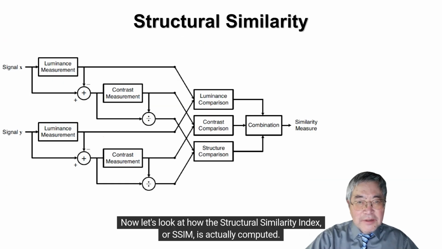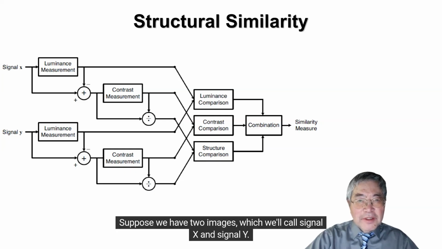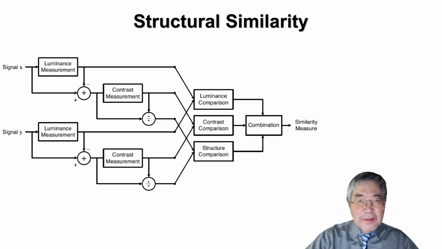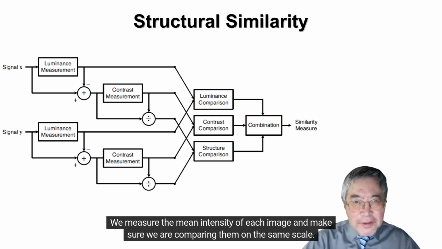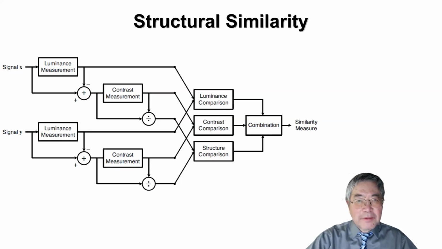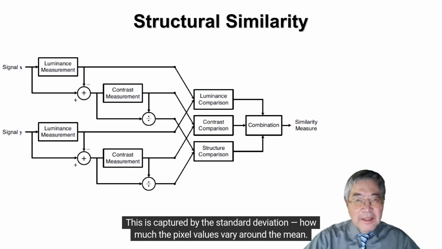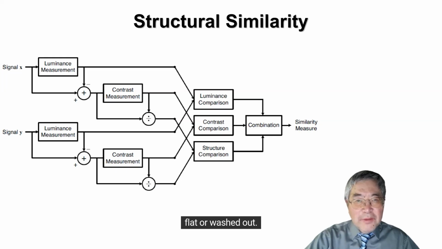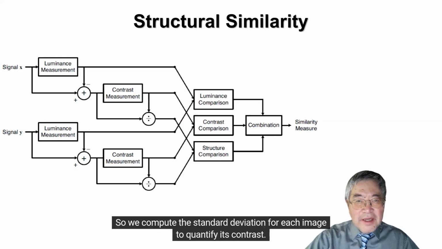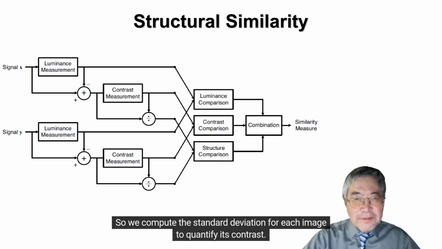Now let's look at how the Structural Similarity Index, or SSIM, is actually computed. Suppose we have two images, which we'll call signal X and signal Y. The first step is to look at their luminance, which simply means the average brightness level. We measure the mean intensity of each image and make sure we are comparing them on the same scale. Next, we look at the contrast. This is captured by the standard deviation, how much the pixel values vary around the mean. A high standard deviation means strong contrast, while a low standard deviation means the image looks flat or washed out. So we compute the standard deviation for each image to quantify its contrast.